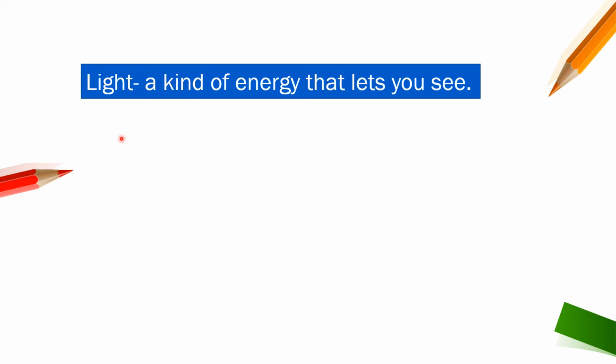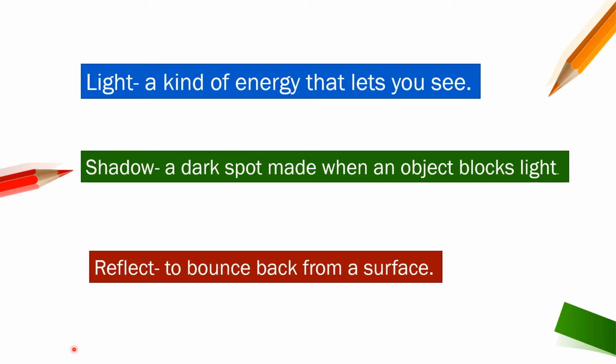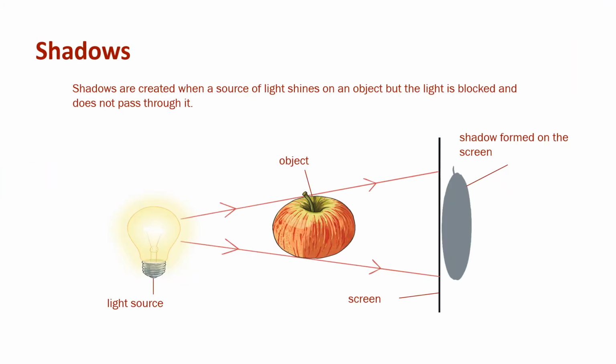Let's revise the vocabulary that we have seen in our previous classes, which is very important. Light. Light is a kind of energy that lets you see. Shadow. Shadow is a dark spot made when an object blocks light. Reflection. Reflect is to bounce back from a surface.